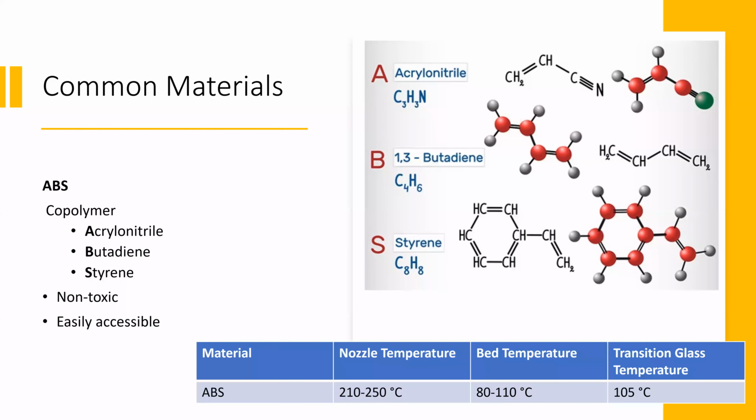All these properties make ABS widely used because of its good prototyping ability, due to its high durability, its low cost, and its fine feature detail. We can also see down here, as mentioned before, the nozzle temperature, the bed temperature, and the glass transition temperature, and what those would need to be set to in order for it to be printed.